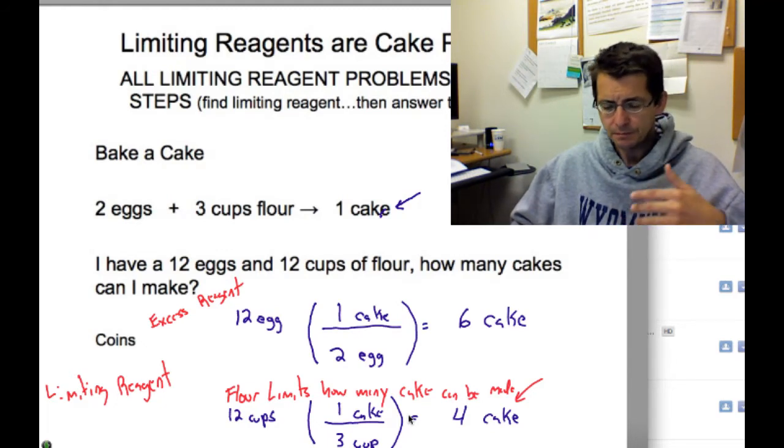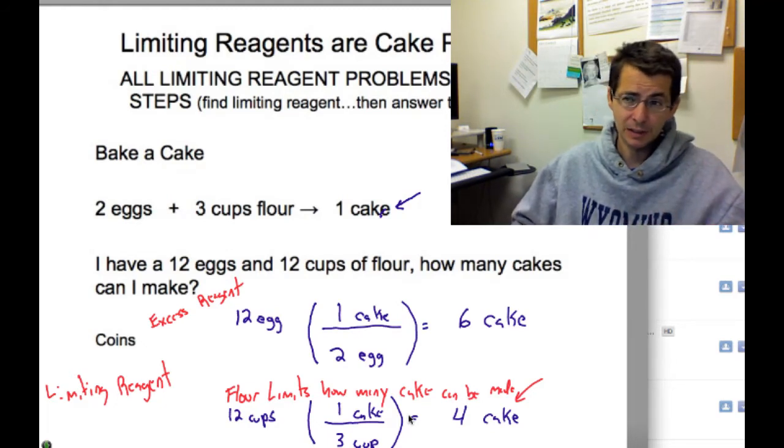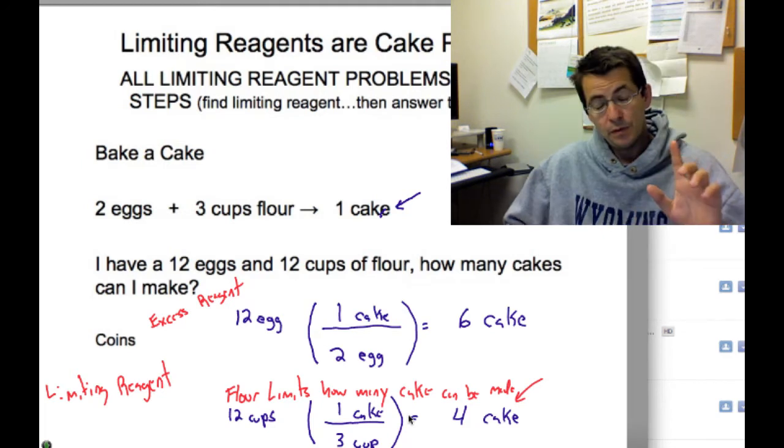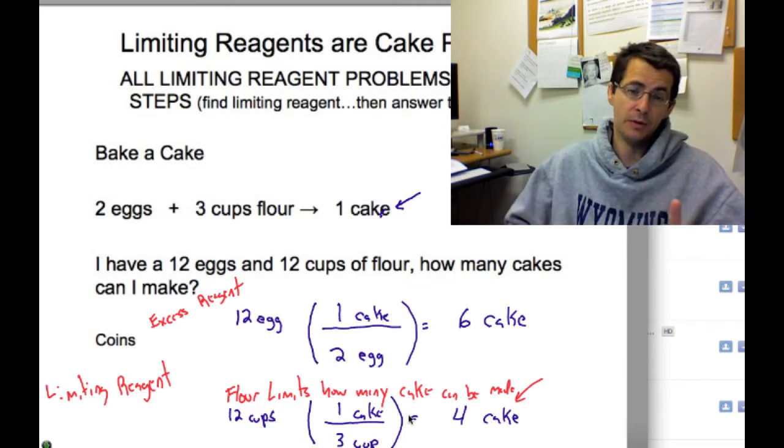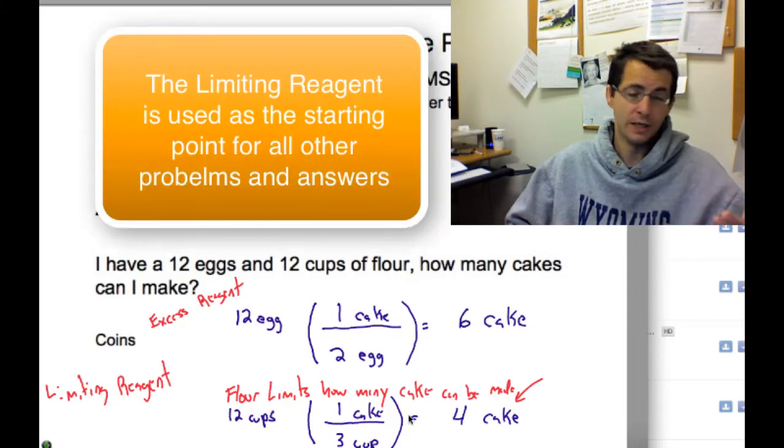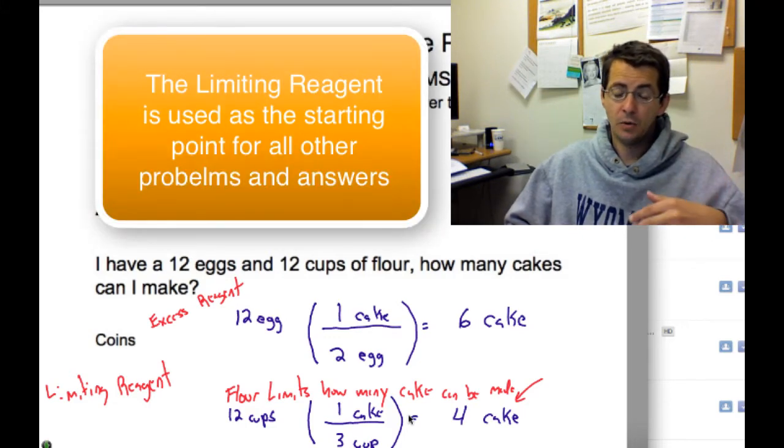Well, to figure out how much is left over, we can start with our limiting reagent and predict how much is left over. With limiting reagent problems, the trick is always use the limiting reagent as the starting point, regardless of what the question is asking. The question could be asking about cakes, the question could be asking about something else.